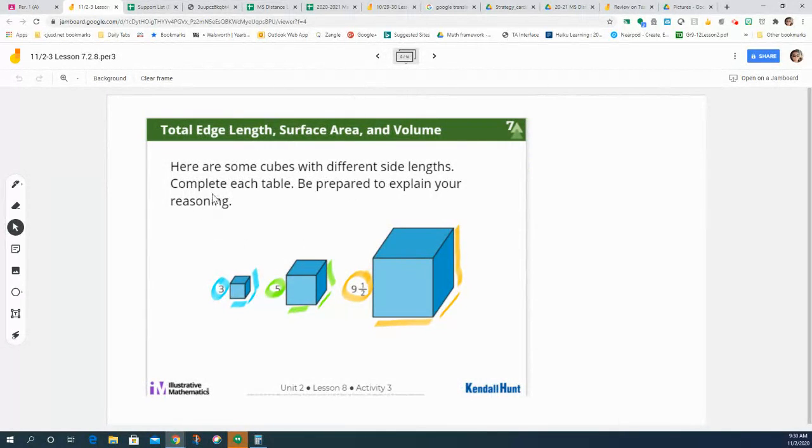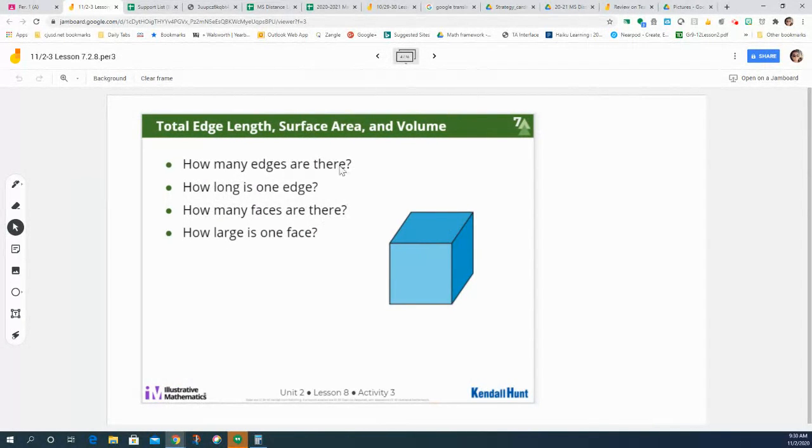Okay, so in this slide right here, it says how many edges are there? So if we think about it, there's 1, 2, 3, 4, 5, 6, 7, 8, 9, 10. The top is 11 and the bottom is 12. Okay, I just want you to note that there are 12.